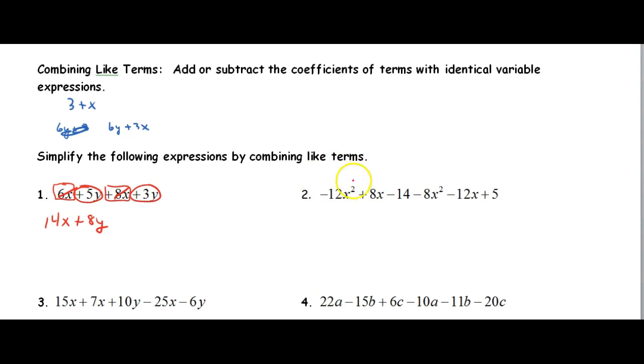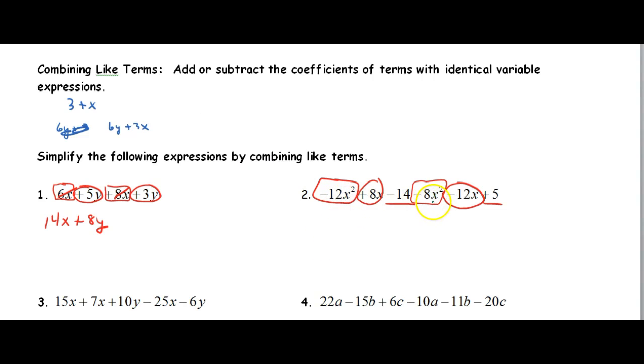Next, I always start with the expression with the highest exponent. So I'm going to put a box around all of my x squared terms. So negative 12x squared, negative 8x squared. Then I'm going to put circles around my x terms. So 8x and negative 12x. Then I will underline my constants. So once I identify all the like terms, now I combine them.